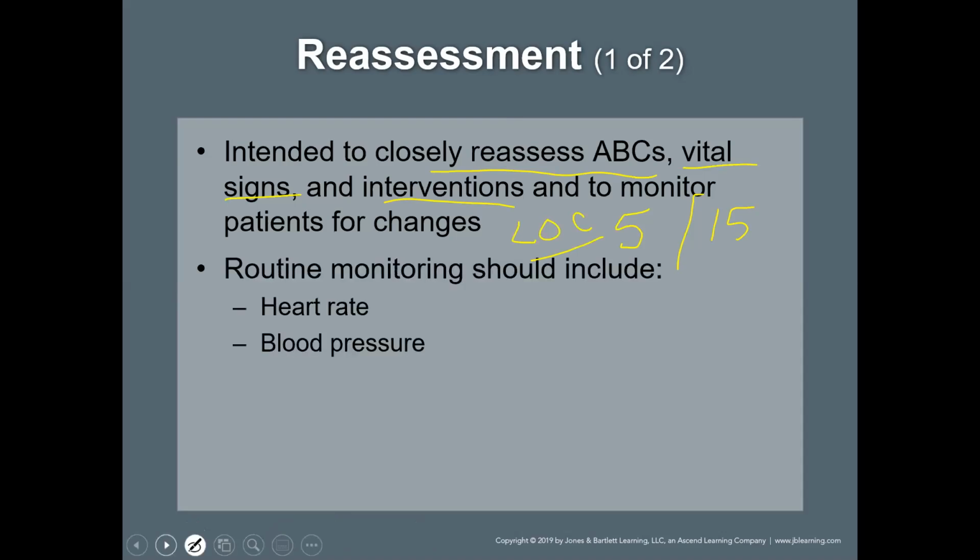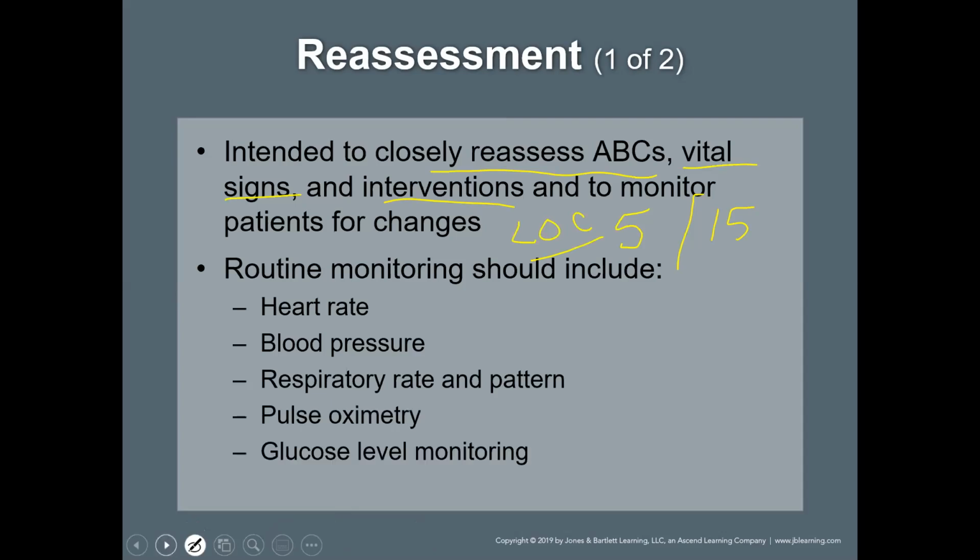Routine monitoring: heart rate, blood pressure, respiratory rate and pattern, pulse oximetry, and glucose for sure. And we're so awesome, we're going to do a cranial nerve assessment as well. Yes, we are. And of course, Glasgow Coma Scale. If they're confused and if it starts to get better, we're going to note that.